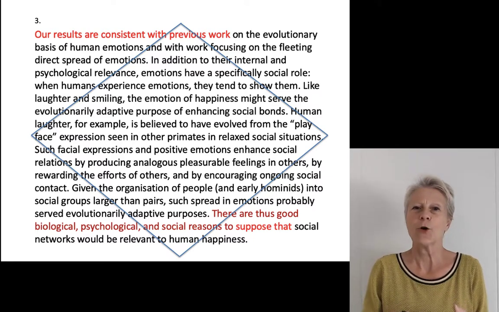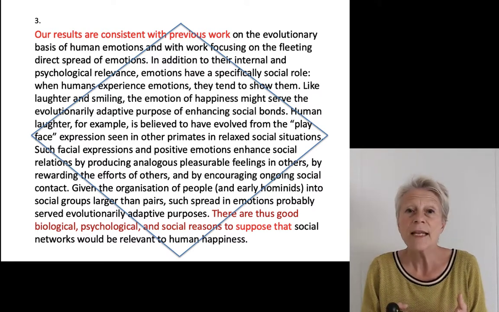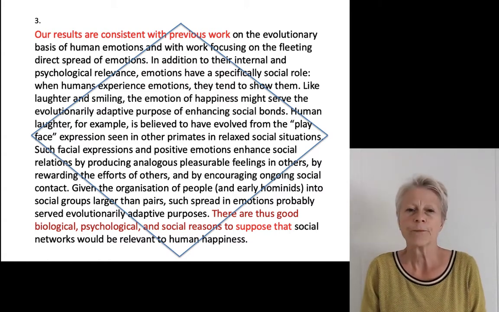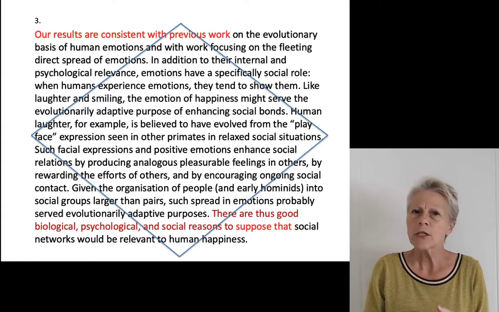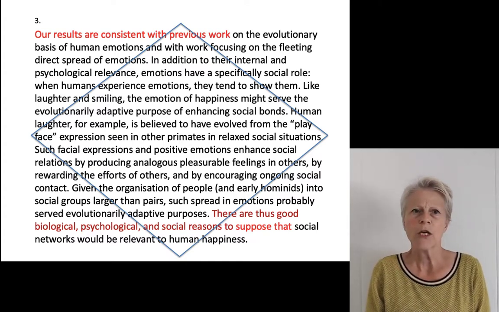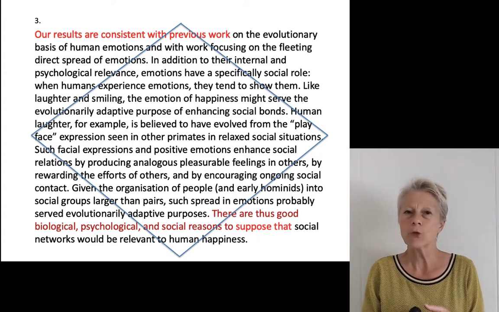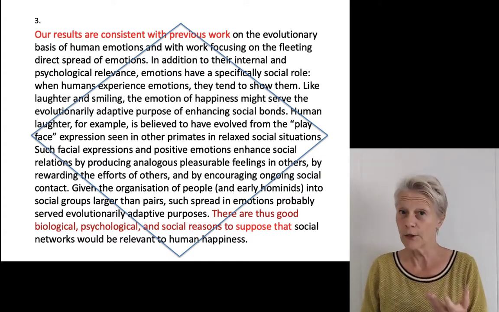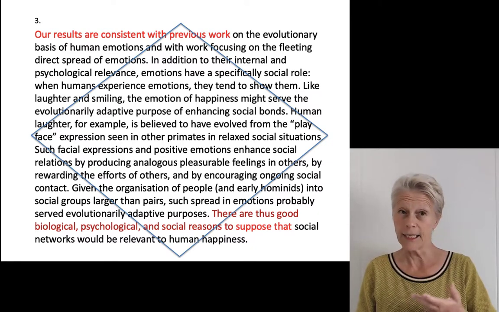Now, the text goes on, giving more details and explanation for this statement. But then the wrap-up sentence takes the story a step further. We read, there are thus good reasons to suppose that social networks would be relevant to human happiness. Thus, a conclusion, a next key idea.